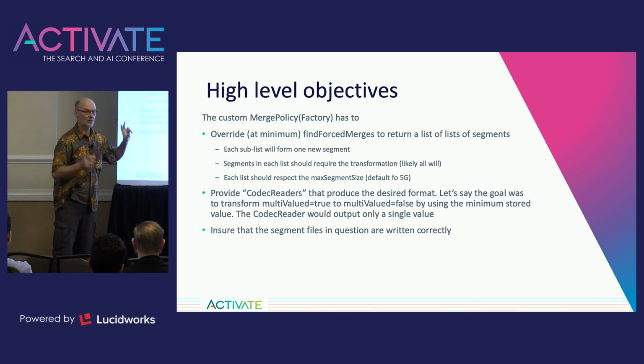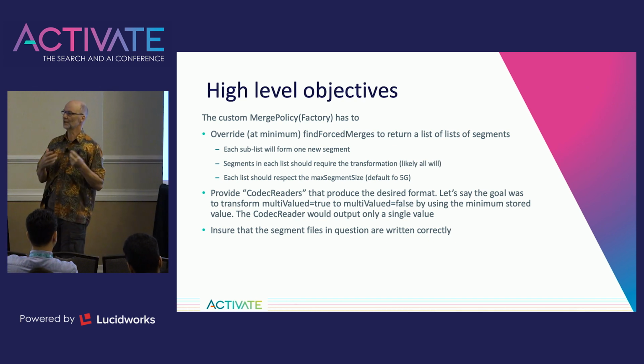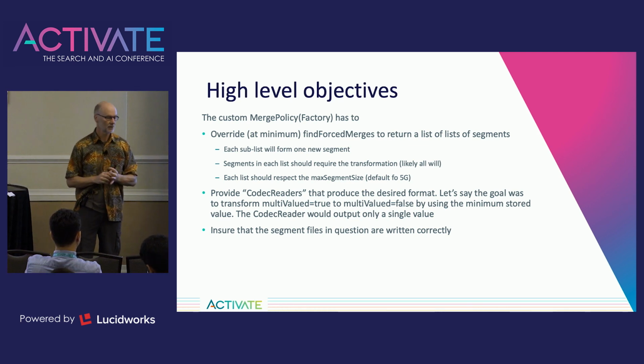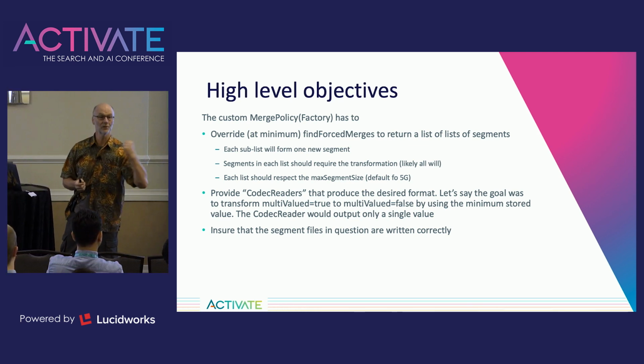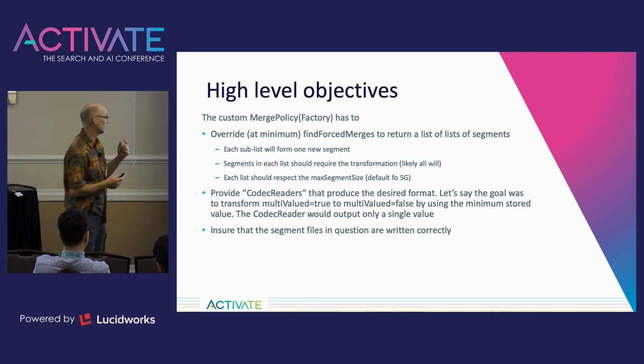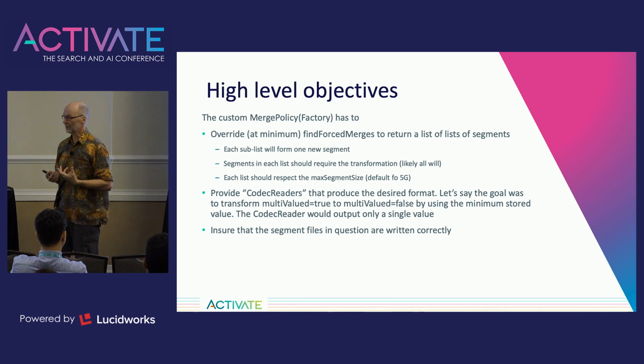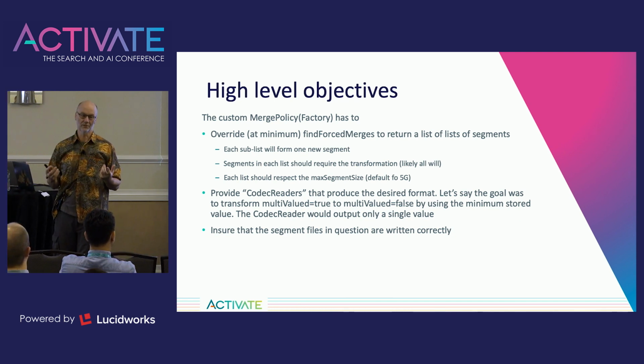You have to provide this thing called a codec reader. So Lucene is down there, and it's saying, I'm going to write a new segment, so go tell me what the contents of the old segment are for this thing, and that's called a codec reader. So I can create my own codec reader that does whatever I want to.